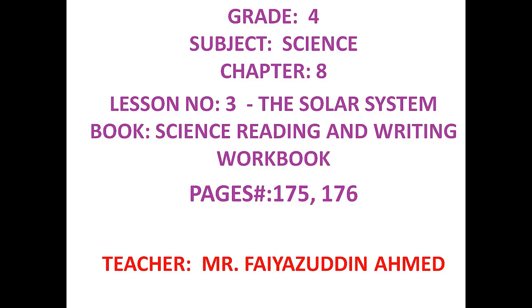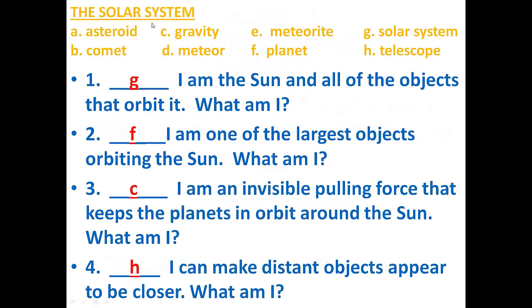Today we are going to solve the questions of page number 175 and 176 of your science reading and writing workbook. The lesson number 3, the solar system, from chapter 8. Can you please open the page number 175 of your science workbook? Here we have a set of options at the top. We need to choose the answers and just mention the alphabets here in the blanks.